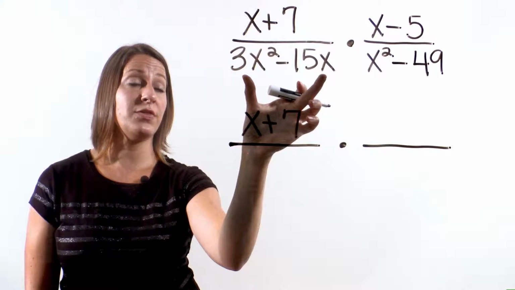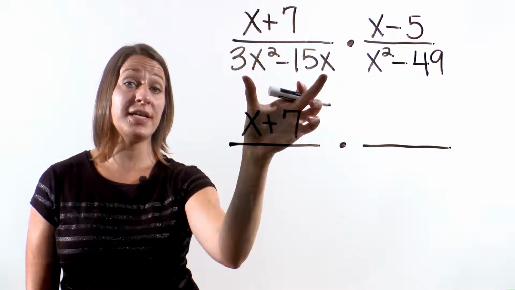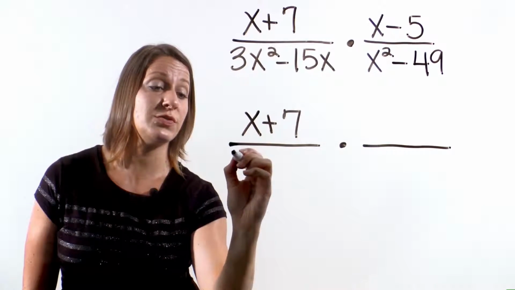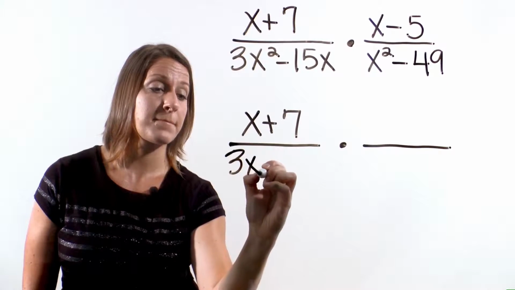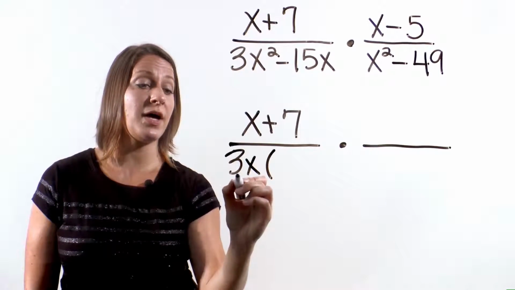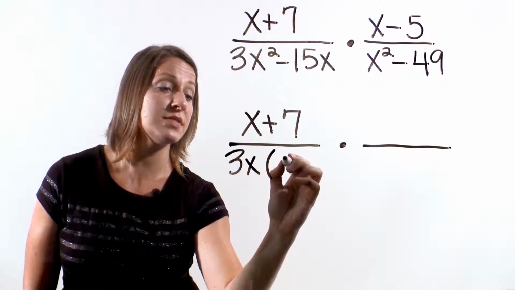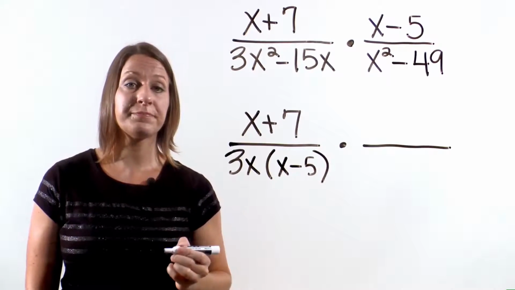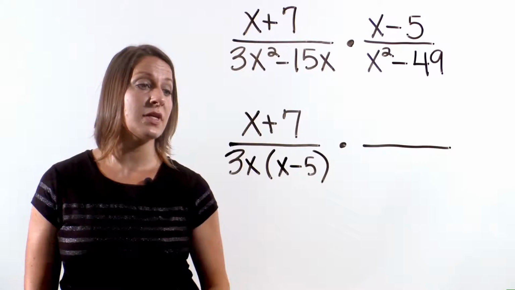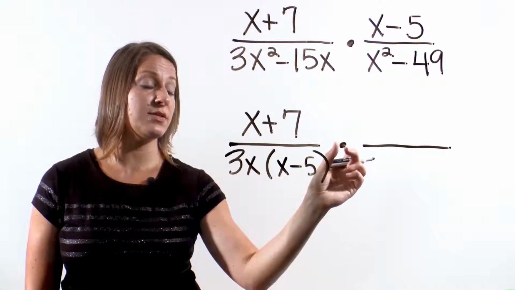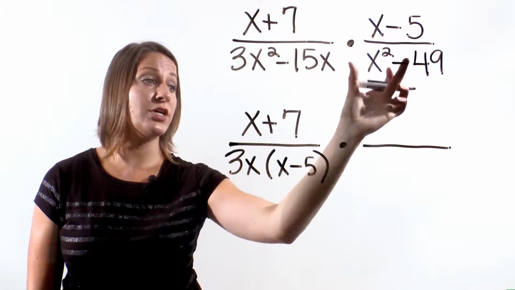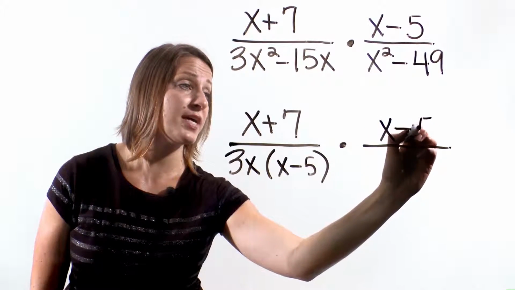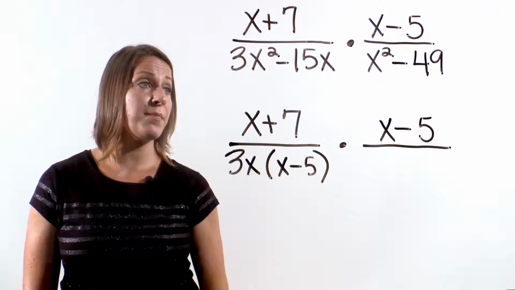Now let's take a look at 3x squared minus 15x. There's a common term in here, which is 3x. So we could rewrite the bottom as 3x times x minus 5. Next, let's move on to the next fraction. The numerator is x minus 5, we cannot rewrite that, so we'll put that back on the top.